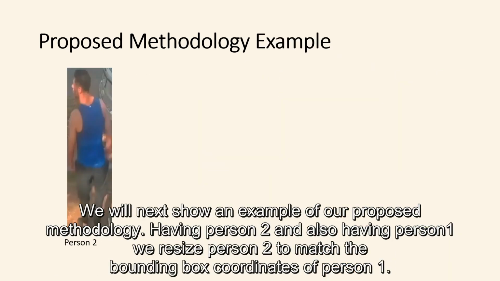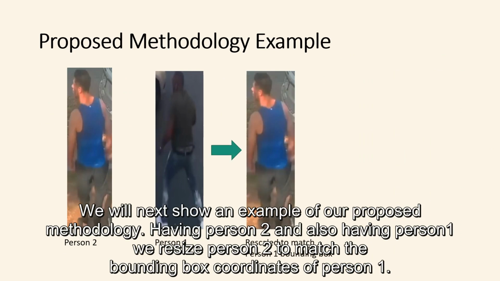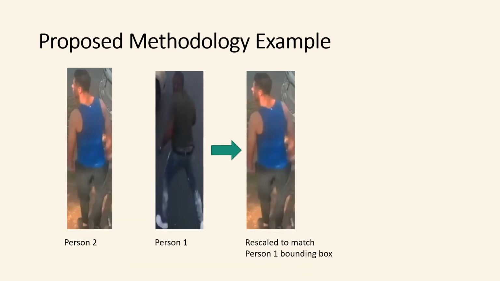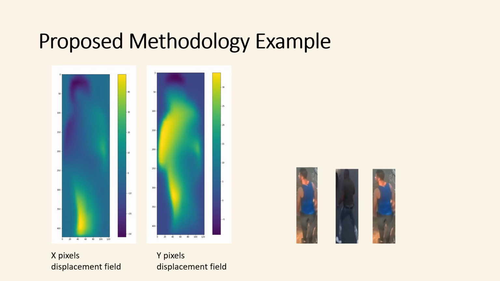We will next show an example of our proposed methodology. Having person 2 and also having person 1, we resize person 2, we actually rescale him to match the bounding box coordinates of person 1. We then calculate the displacement vectors and the displacement fields as depicted here for x and y pixels.